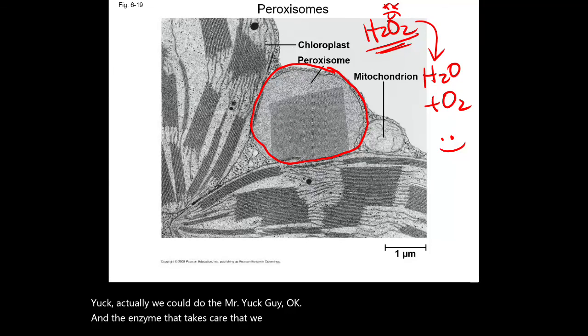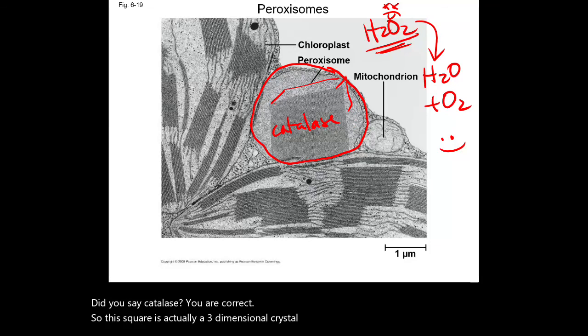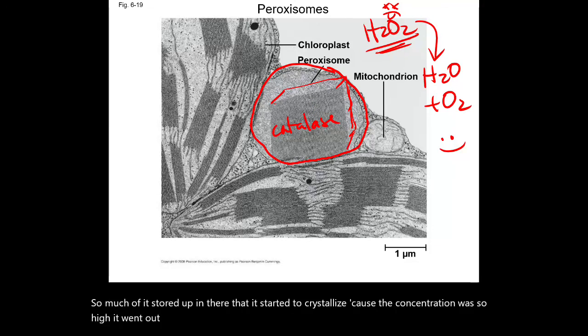Say it. Did you say catalase? You are correct. So this square is actually a three-dimensional crystal of catalase. There's so much catalase stored up in this peroxisome that it started to crystallize because the concentration was so high. It went out of solution and started crystallizing.